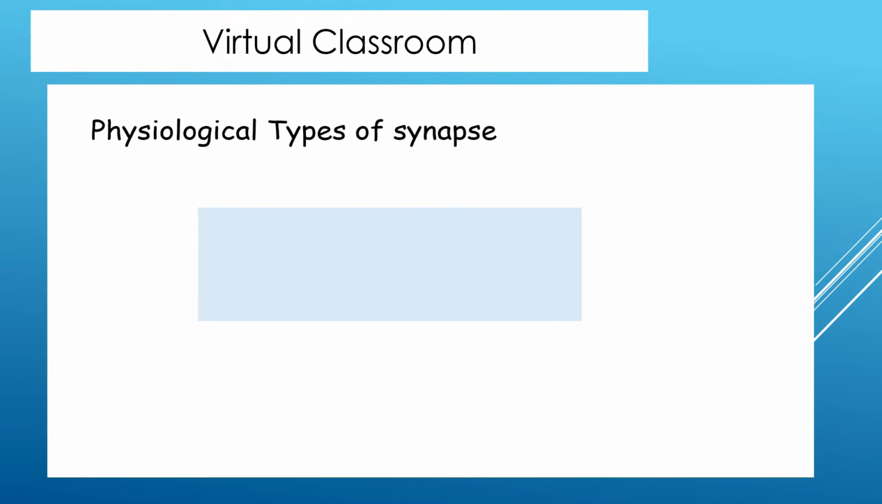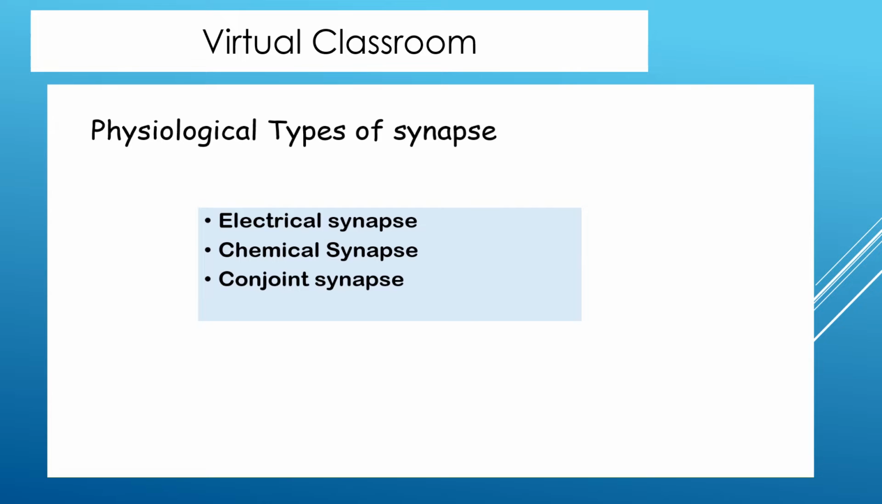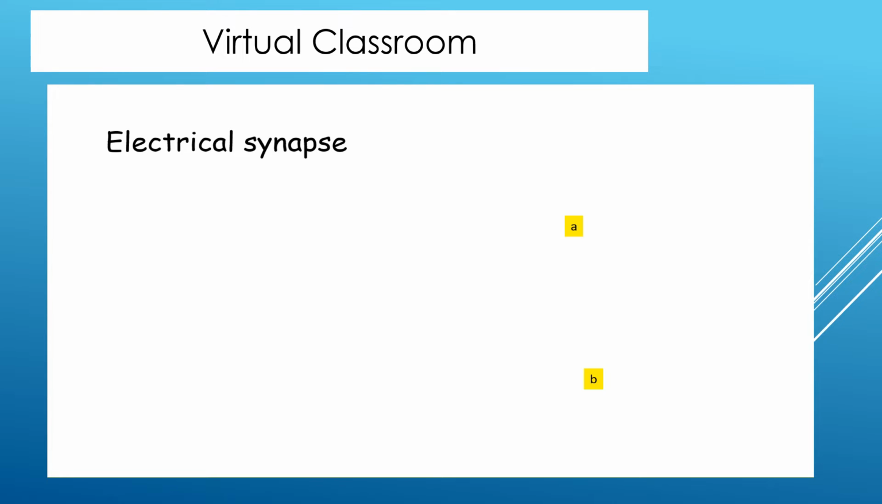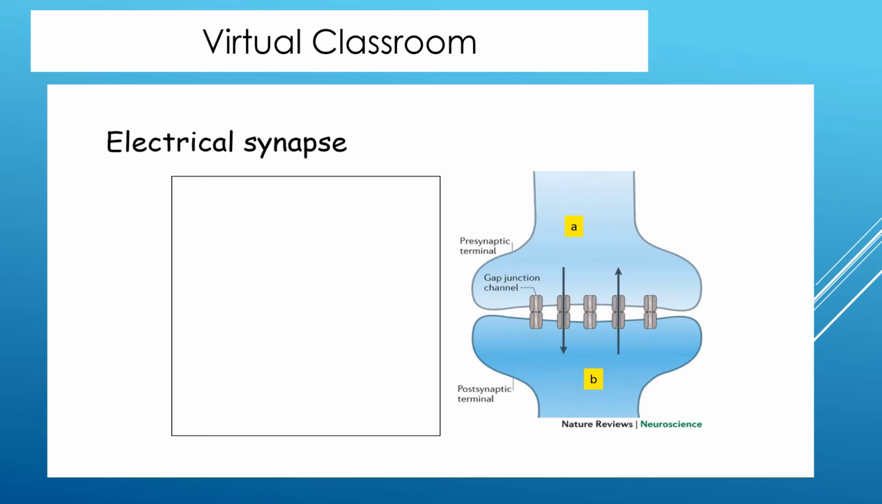The physiological classification of the synapse can be the electrical synapse, the chemical synapse, or even the conjoined synapse. First, talking about the electrical synapse, they are nothing but the transmission of a nerve impulse through gap junctions, and we know that these gap junctions are connecting the two neurons, so that allows the easy or fast transmission of the nerve impulse.